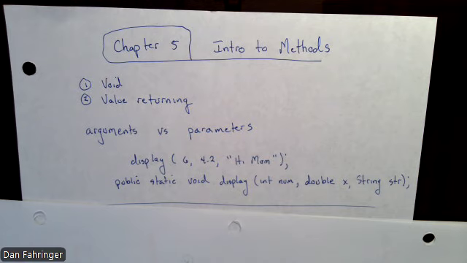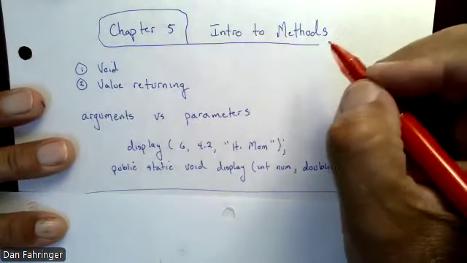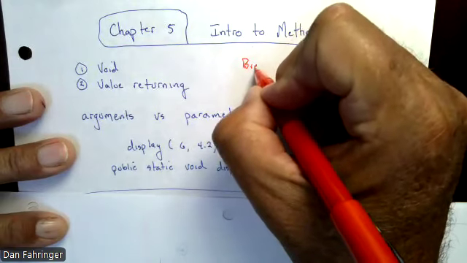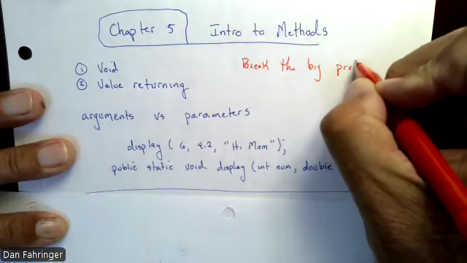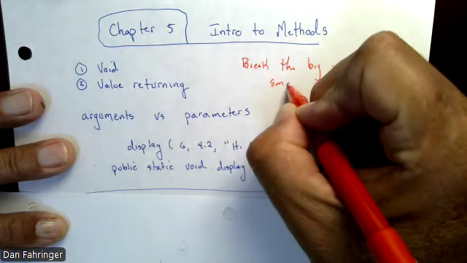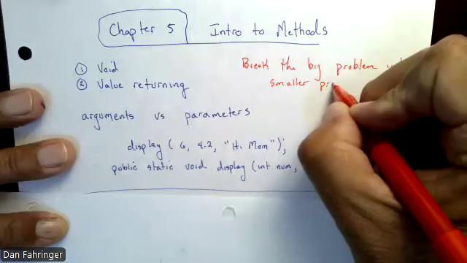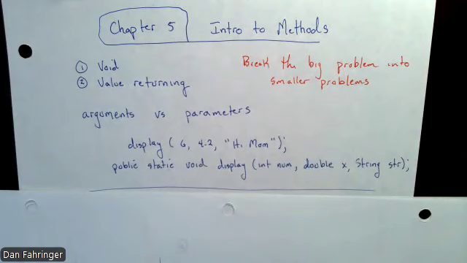And in this chapter, the big idea is we are doing this thing called hierarchy, where we break the big problem into smaller problems and repeat. Okay. And these smaller problems are going to be little blocks of code that do some business and give me a result or don't give me a result, but they do some kind of business.